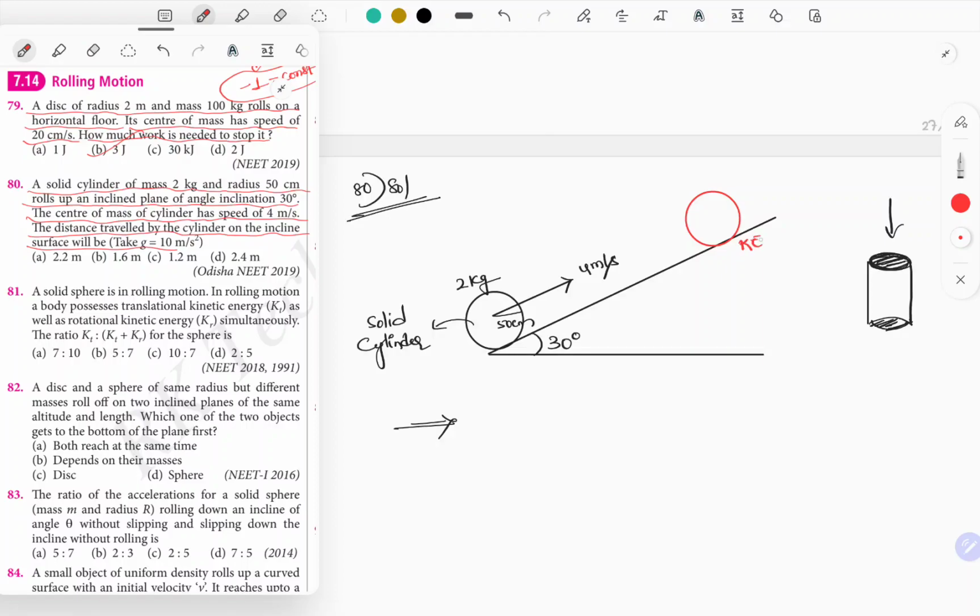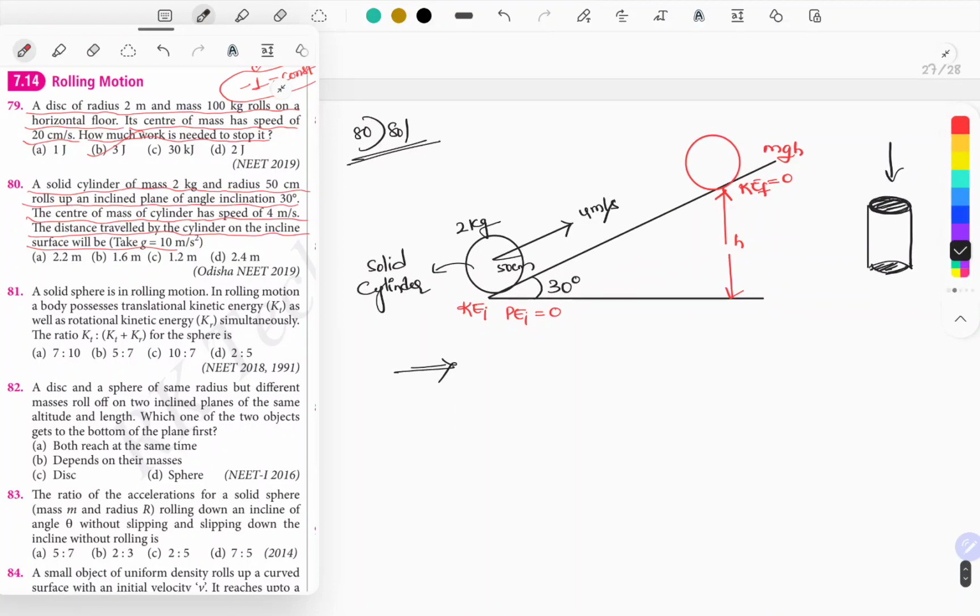That means the final kinetic energy will be 0. As it reaches a certain height, the initial kinetic energy of the object is converted into potential energy, right? So let's say it has only potential energy at this point. So initial kinetic energy is converted into potential energy. Initial potential energy is equal to 0. According to the law of conservation of energy, energy is converted from one form to another.